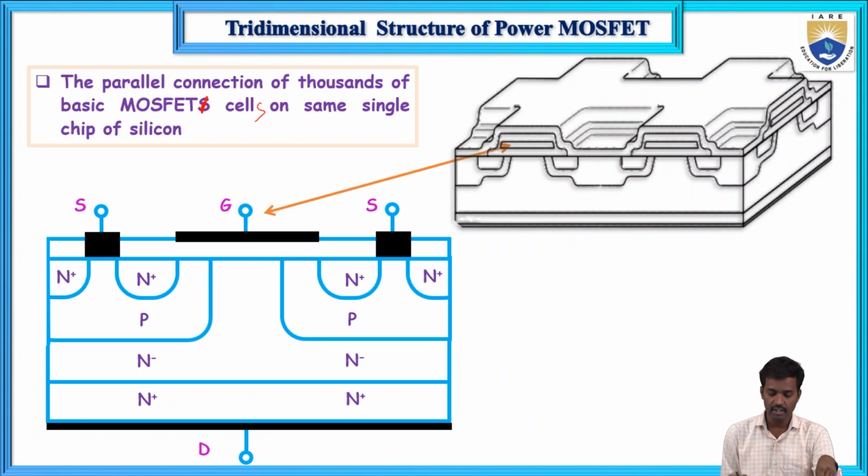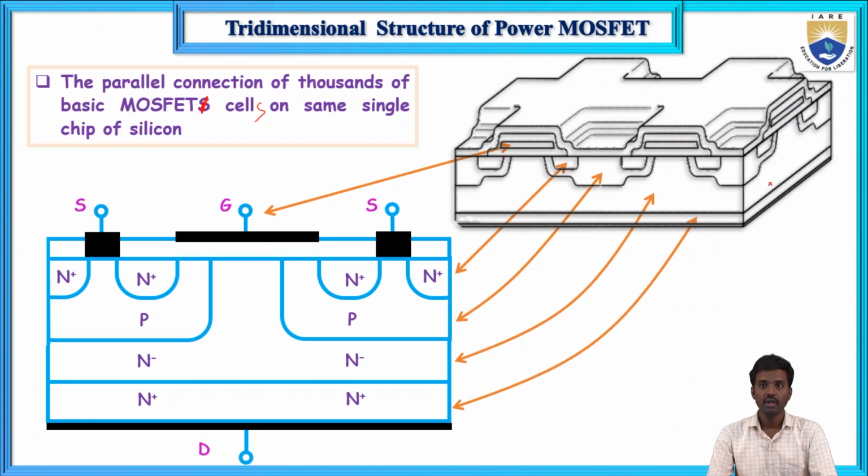Now this is the gate, and next this is the n minus layer, this is the n plus layer, this is the p layer, then the n minus layer, and then the n plus layer. First let us see the construction. The n plus layer is connected to the drain, and the n minus layer is epitaxially grown on the n plus layer. After that, the p layer is diffused into the n minus layer, and then n plus is again diffused. Next is the SiO2 layer, then metals, and these are the source, gate and silicon. This is regarding construction.